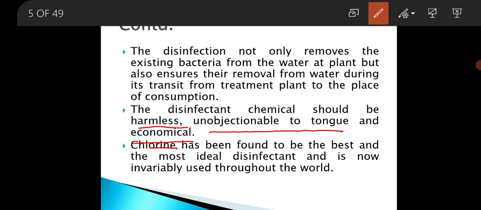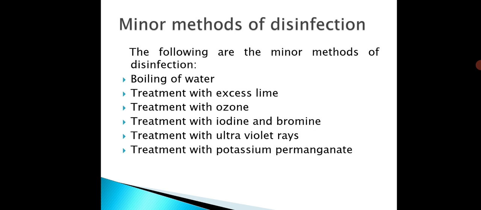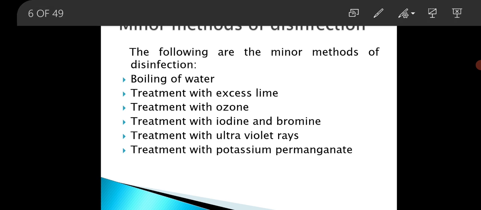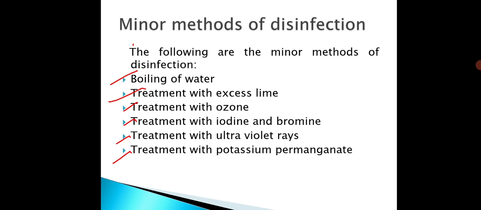Besides chlorine, there are some other methods of disinfection. So now we will discuss those methods. These are the following methods of disinfection: boiling of water, treatment with excess lime, use of ozone, treatment with iodine and bromine, treatment with ultraviolet rays, and treatment with potassium permanganate. So now we will discuss these methods.